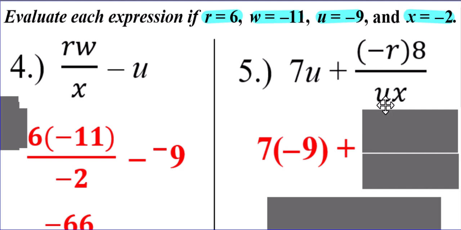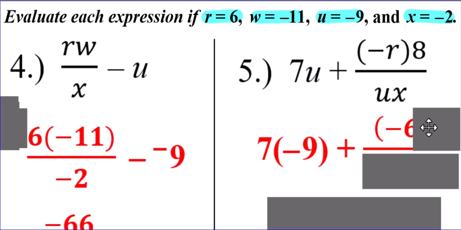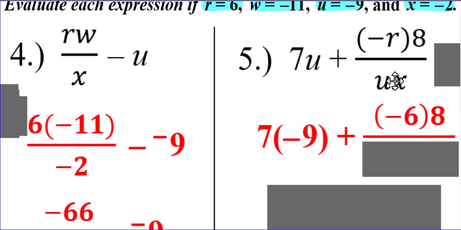Negative r was 6, so that's negative 6 times 8. I just kept parentheses there instead of putting a times dot.